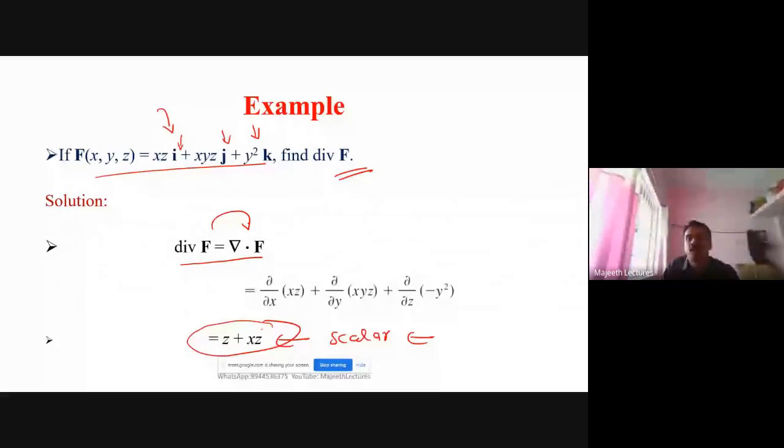So from options A, B, C, D, if they give everything as vector for del dot F they ask you to find, and this is a scalar they give, it means no need to do the answer. You remove everything. This is a direct answer. You write it immediately and save your time.